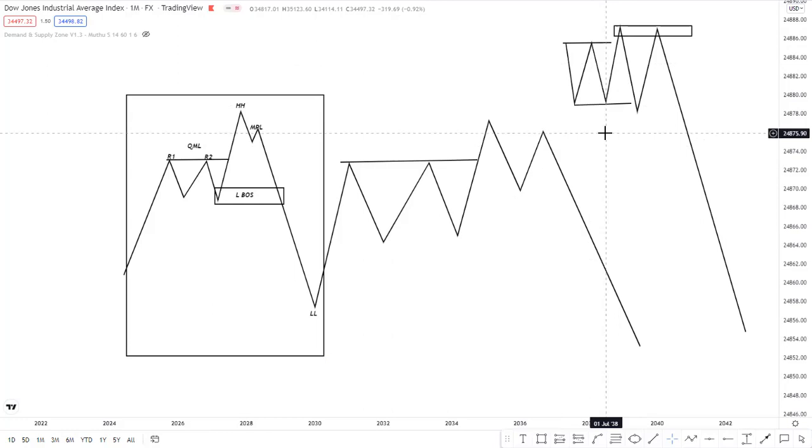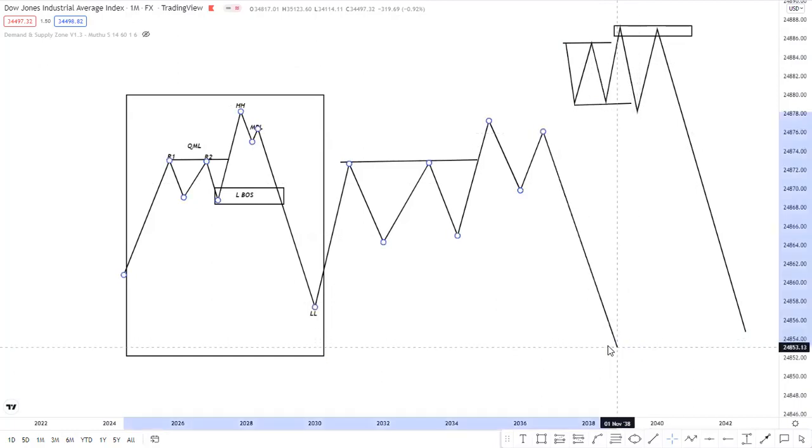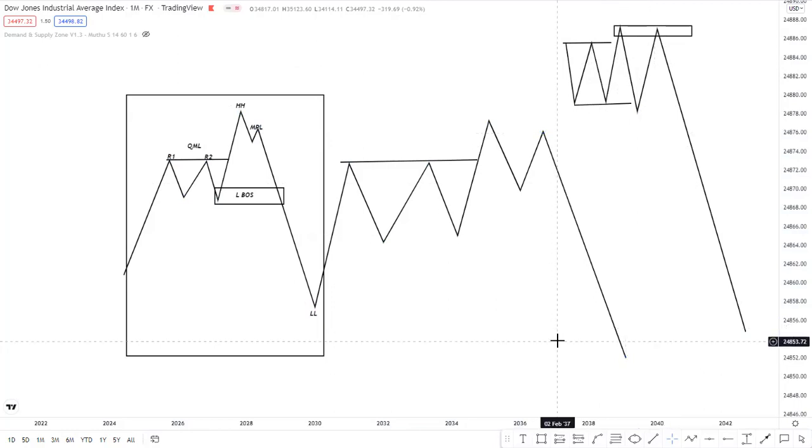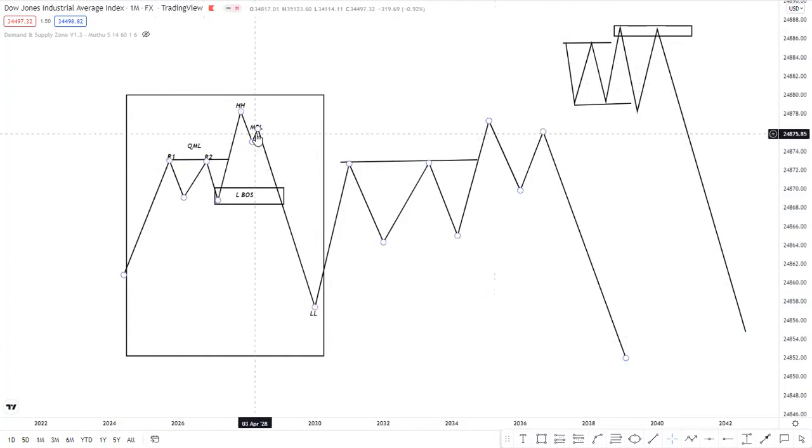So the MPL is not necessarily at the level of the QML, the previous QML? No. When you have this setup, the MPL can be exactly at the QML, it can be above the QML, or it can be below the QML.